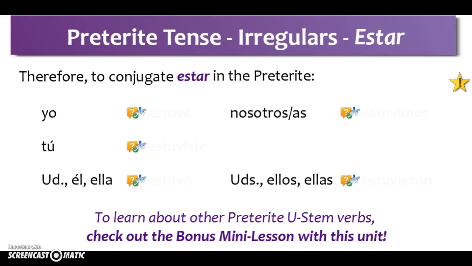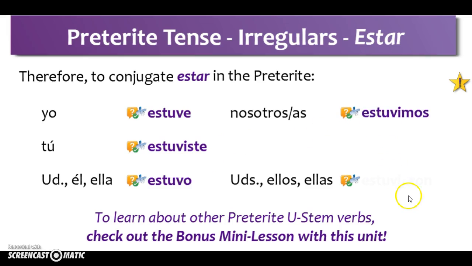So remember, your accent marks are off. Your stem is not estar, but estuve. It's a U stem verb. And then let's mix it up between AR and ER verbs. Yo estuve. Tú estuviste. Usted, él, and ella estuvo. Nosotros and nosotras estuvimos. And ustedes, ellos, and ellas estuvieron.